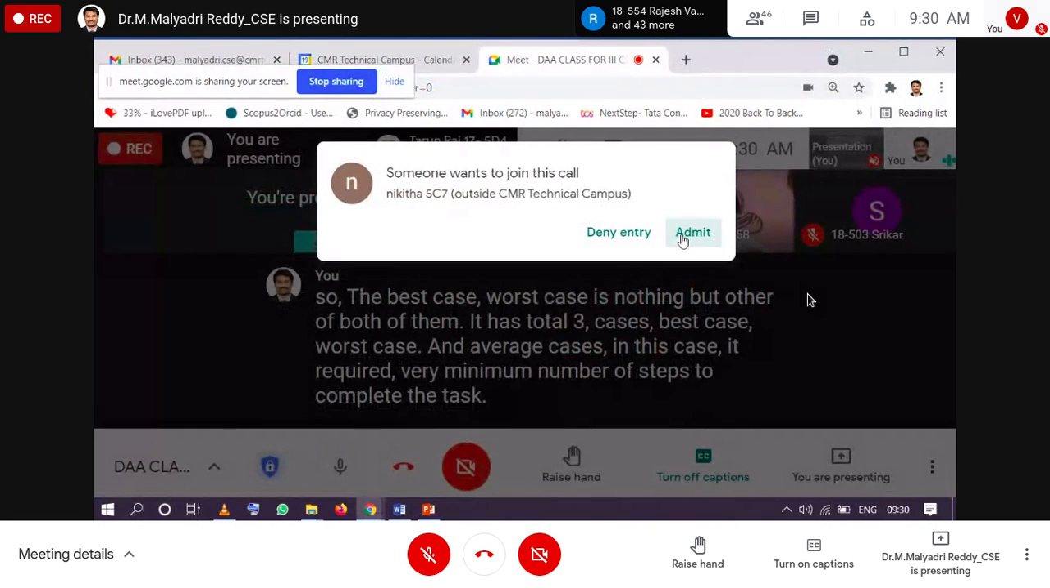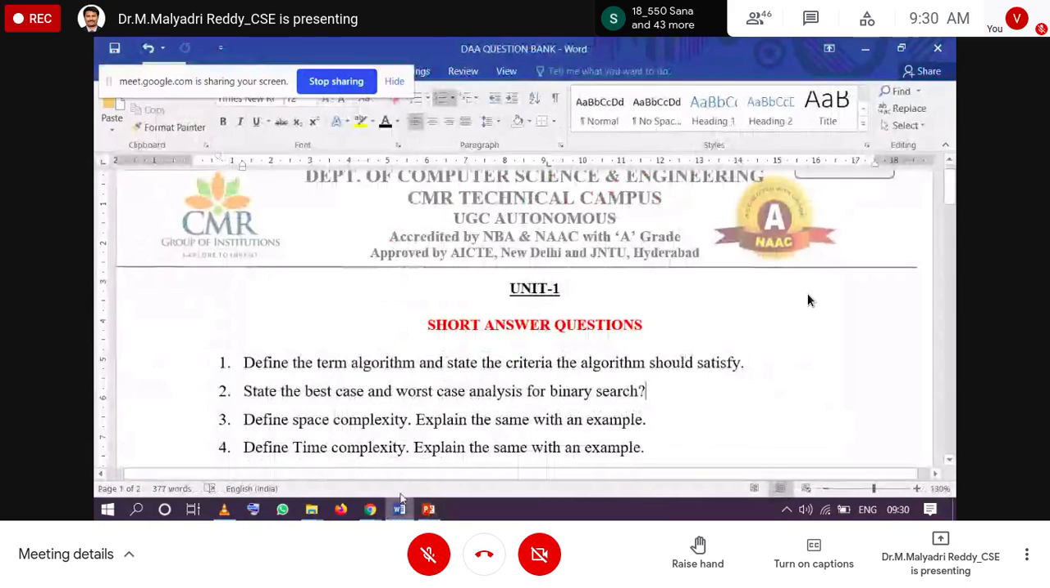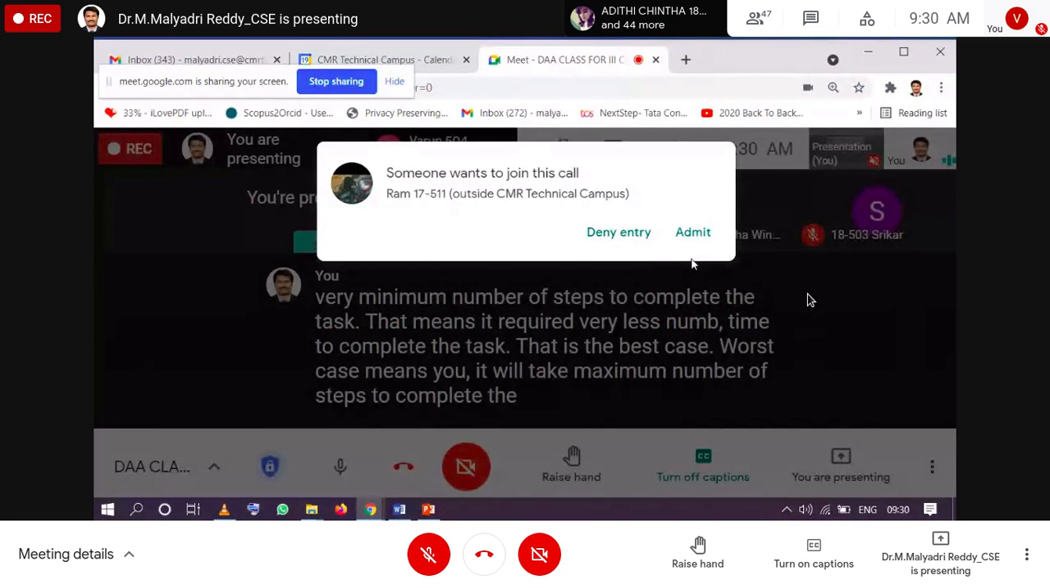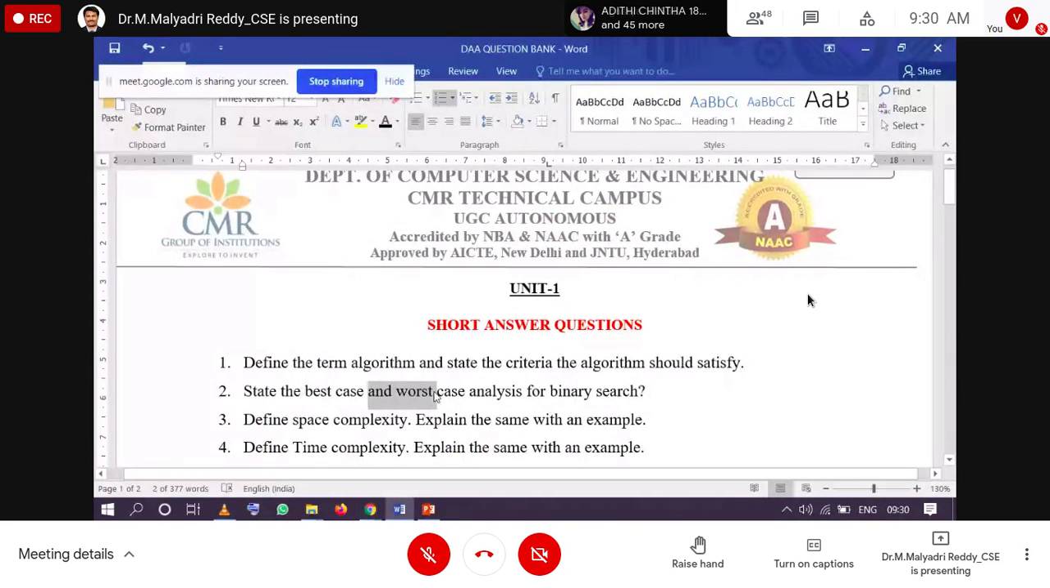That means it required very little time to complete the task. That is the best case. Worst case means it will take the maximum number of steps to complete the algorithm. Generally, every developer writes the algorithm in the worst case manner only. After that, by optimizing the steps, we will get the best case.